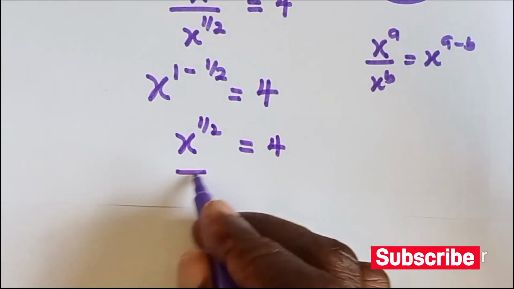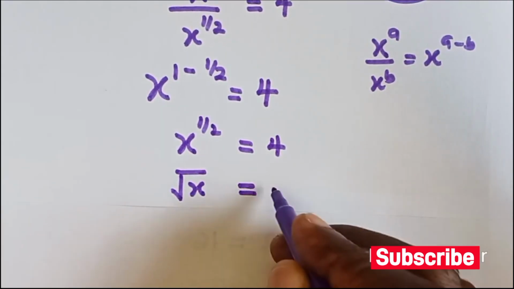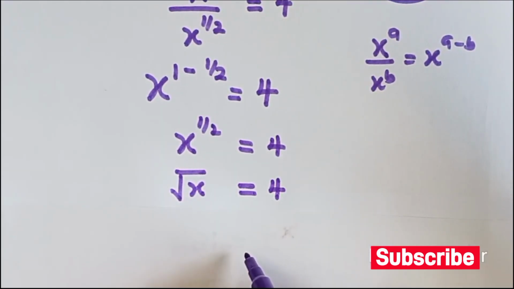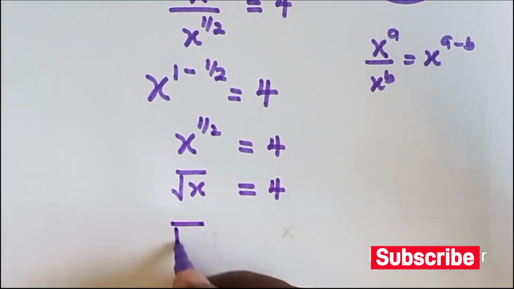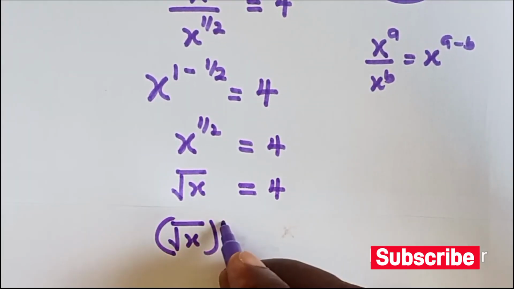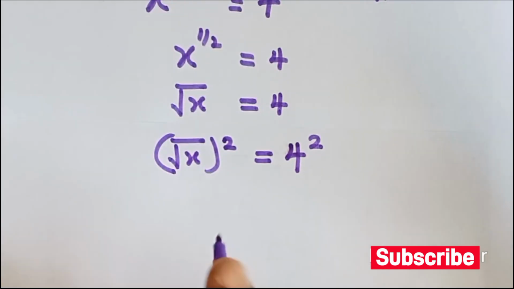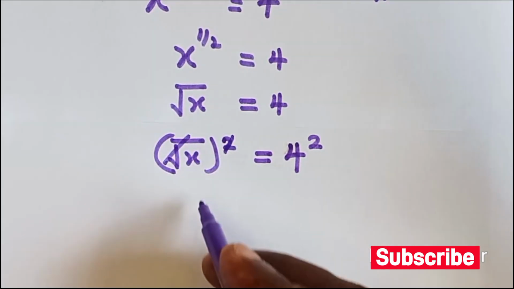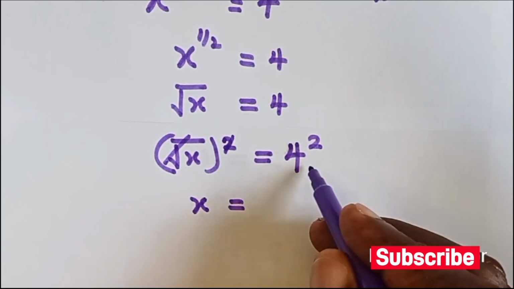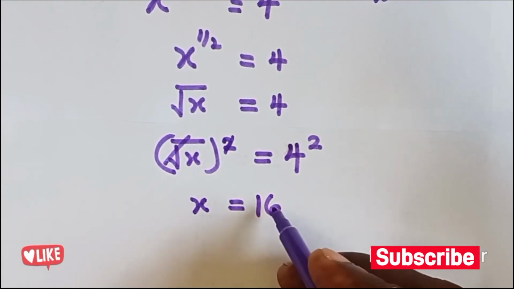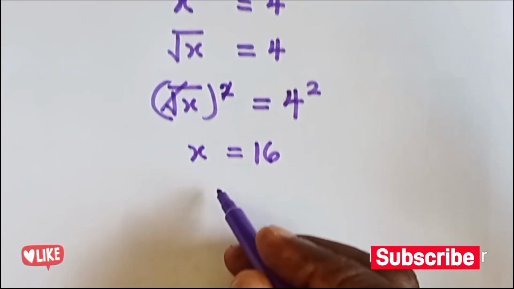So this is the same thing as square root of x equals 4. And then we can square both sides. We square this side, so I cancel the square root. We also square this side, and the square cancels the square root. We have x equals the square of 4, which is 16. So the value of x is 16.